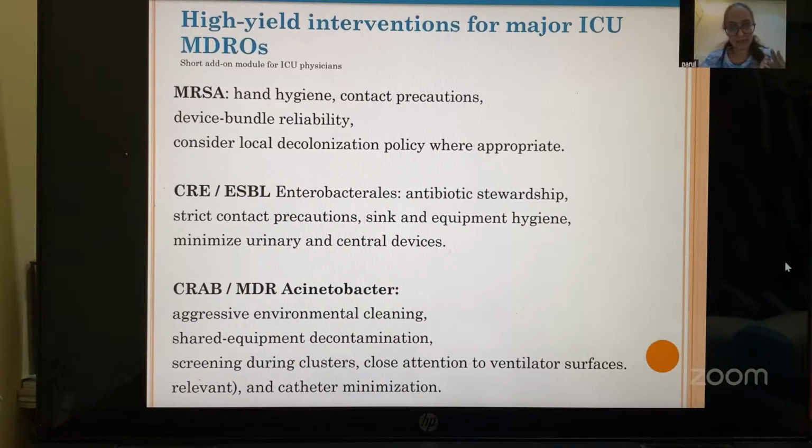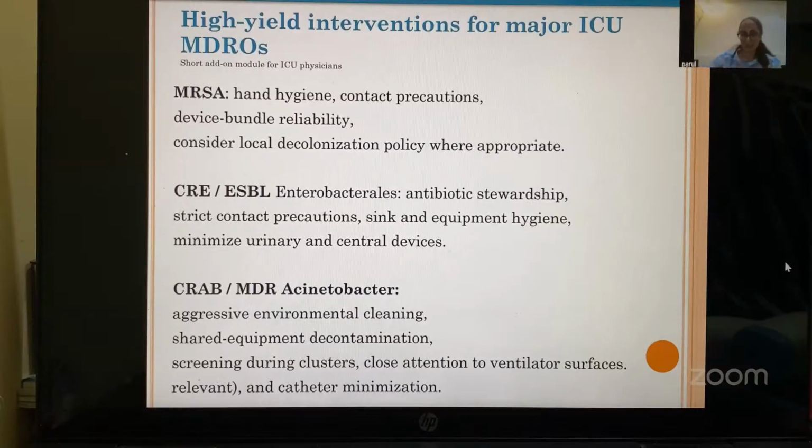Then is the catheter related, then is the CRE and the ESBL infection. The precautions again remains very similar, strict contact precautions, stewardship, and minimum urinary and central devices, because those are the most common causes of ESBL and CRE infections.